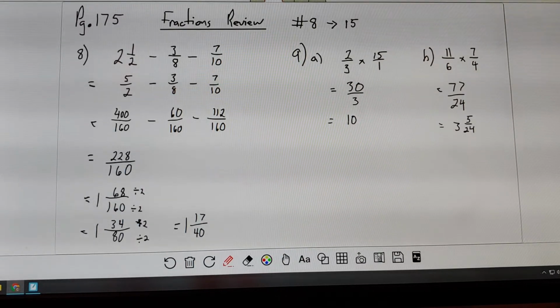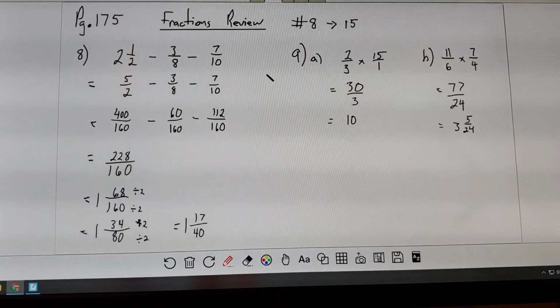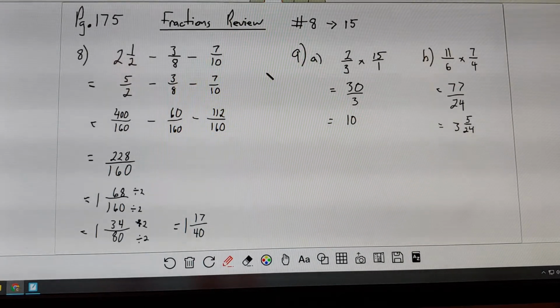Hey, ladies and gents, I hope the first bit of that review went okay, and on to the second little piece here. So, number 8 is a bit of a problem question.